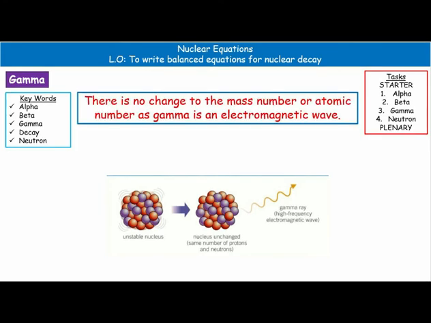Hopefully the answer we got written in our books is that there is no change to the mass number or the atomic number. And the reason for that is that because gamma is an electromagnetic wave that has no mass, no charge, it doesn't change either of those things. So if you haven't got that written down, jot it down in your books now, just another 30 seconds to get that done.